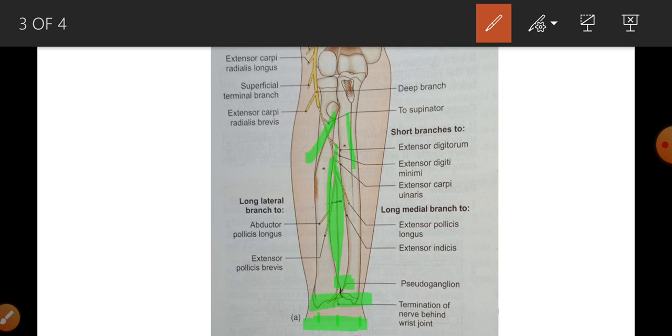So this is all about the posterior interosseous nerve. We discussed its course, relations and branches. Hope you understood and thanks for watching.